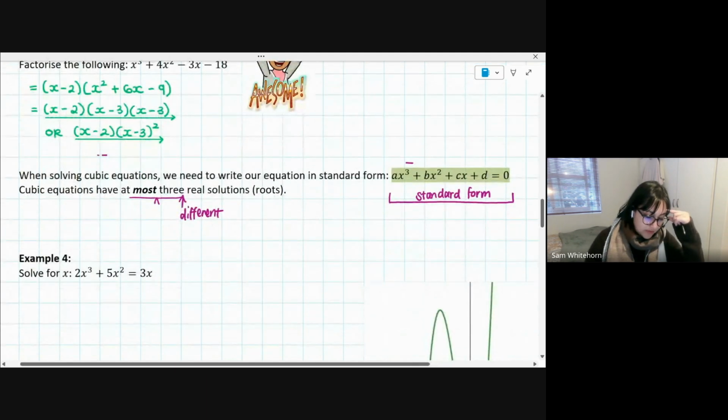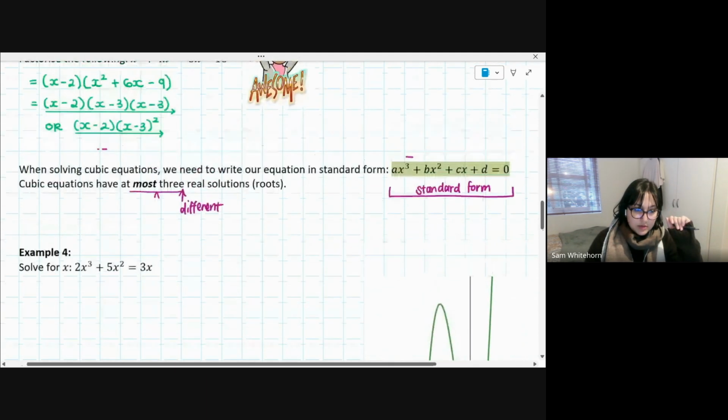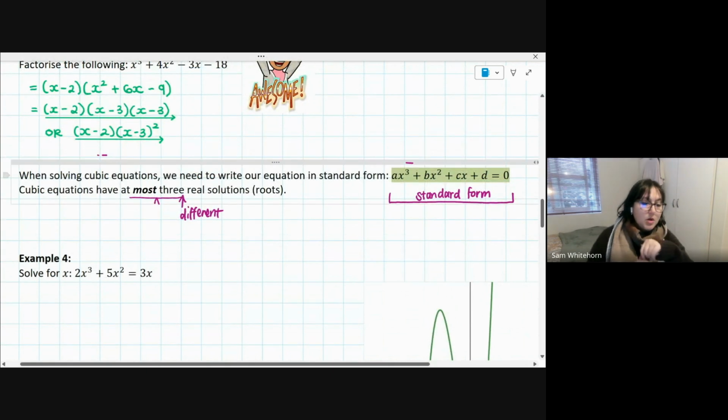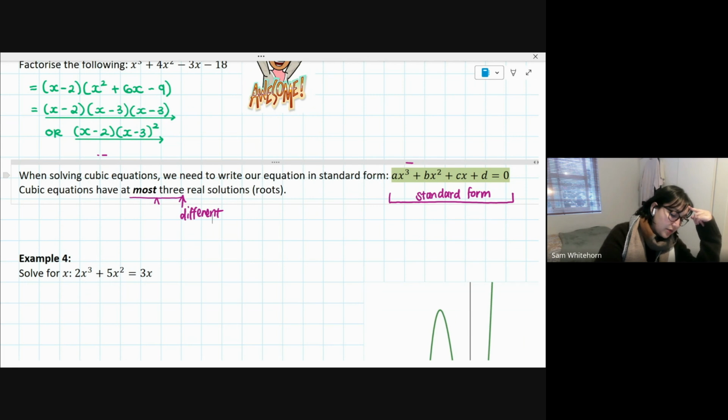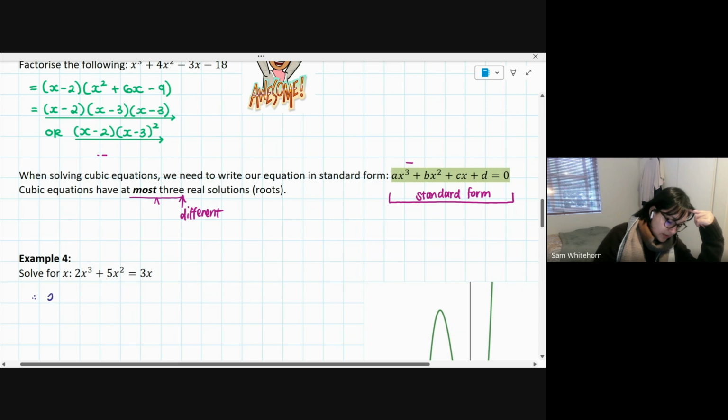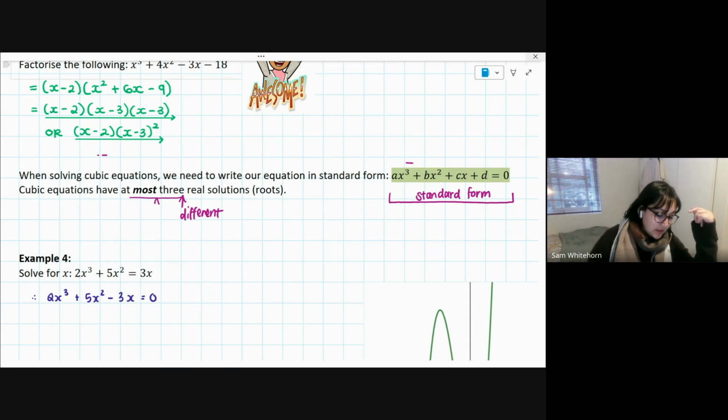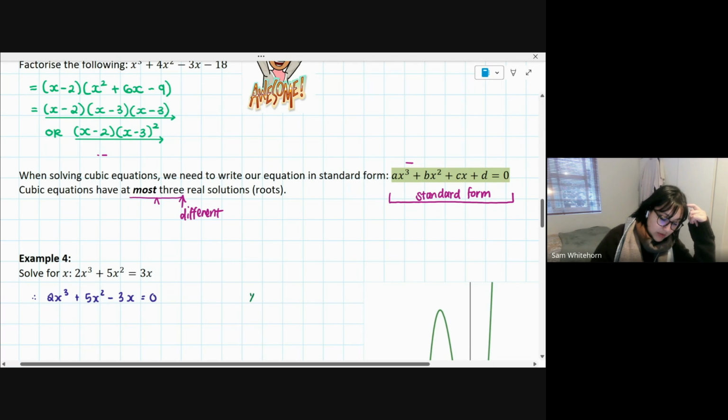So let's have a look at this first one here. You can ignore the graph right now because that's not important at this moment in time. We've got 2x cubed plus 5x squared equals 3x. So first things first, we need to put it in standard form. Can't do anything if it's not in standard form. So 2x cubed plus 5x squared minus 3x equals 0. And now the first thing I need you guys to notice is that we don't have a D term, or no constant term.